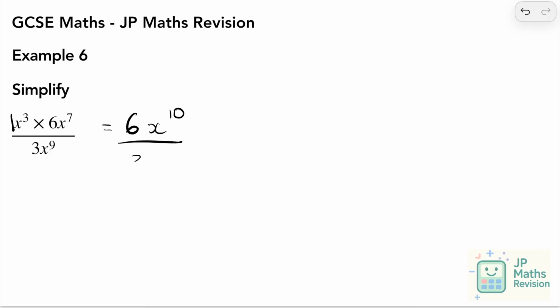And we're going to divide that by 3x to the power of 9. So I'm going to do 6 divided by 3, which is 2. And then x to the 10 divided by x to the 9. This is going to be x to the 1. And we can just write this as 2x. Okay?